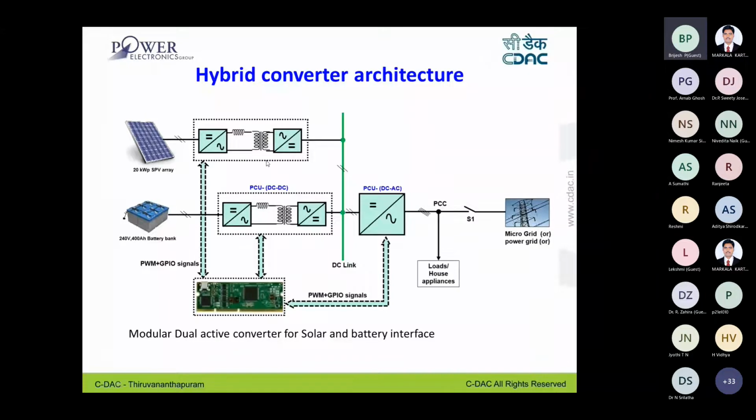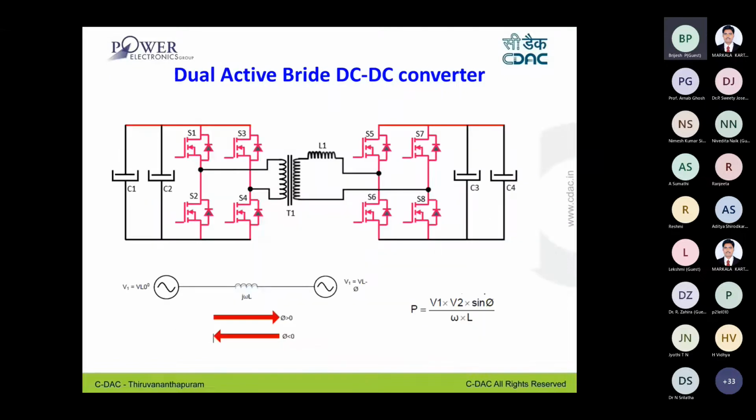So we have a modular dual active bridge. You can connect either your solar or battery to that DC-DC converter, and obviously we have digital hardware for controlling all these DABs and power inverters. This is the basic architecture of the power modules. I'm not going into the control part of the dual active bridge converter. I will just give a brief introduction to dual active bridge converters.